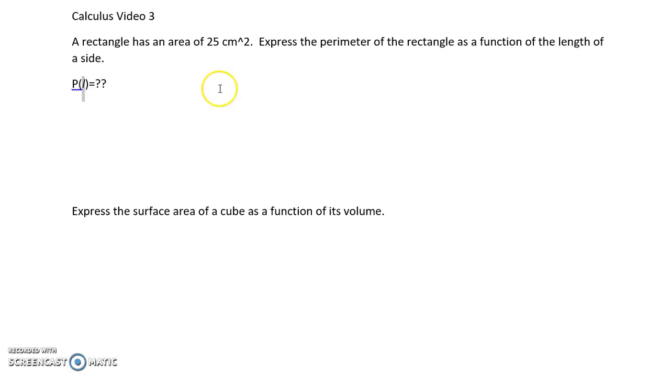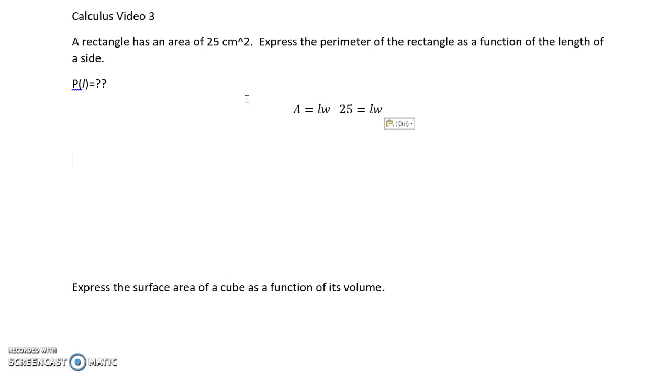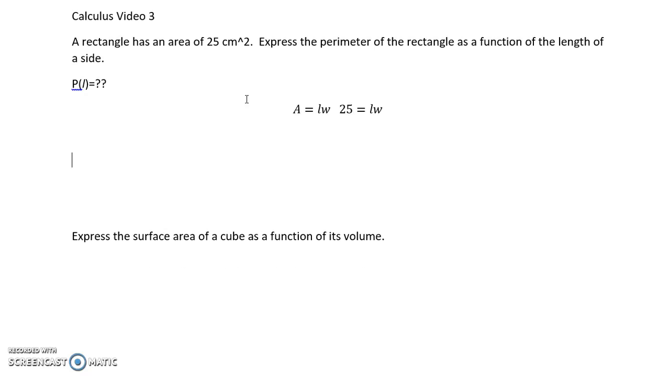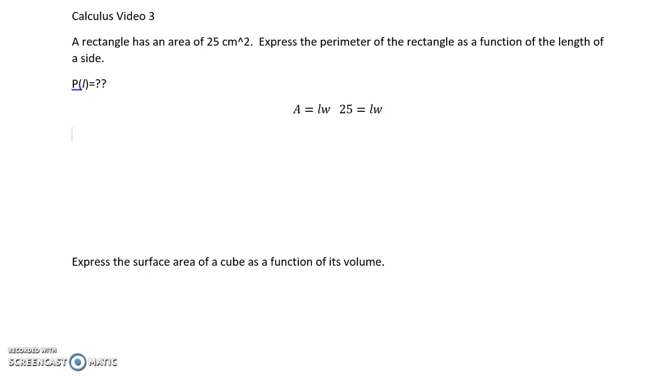L. Now, first thing we better realize, if that's what we're looking for, is that they told us that area of a rectangle is length times width, and that the area is 25. So 25 would equal LW. And I also know that if I think about the perimeter of a rectangle, perimeter is equal to, in this case, 2L plus 2W. So right now, that function is two variables, L and W. I guess I gotta get rid of W.